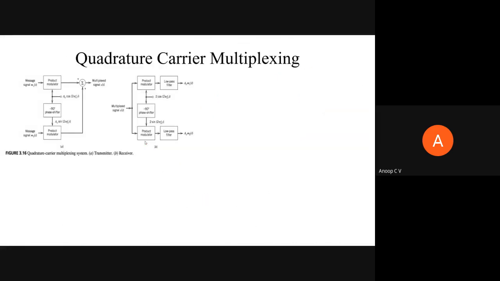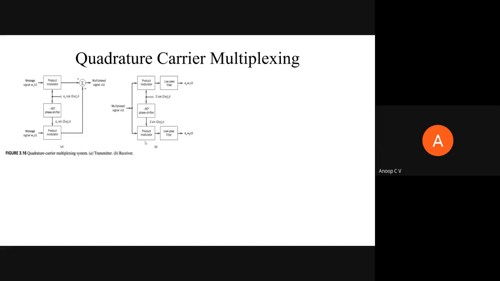Now we'll see what quadrature carrier multiplexing is. It makes use of the quadrature null effect. So what was the quadrature null effect? Let us recollect: when the phase error is equal to pi by 2 or odd multiples of pi by 2, the demodulator output will be equal to 0. Whenever the phase error is pi by 2 or odd multiples of pi by 2, the demodulator output will be equal to 0. That is the quadrature null effect.